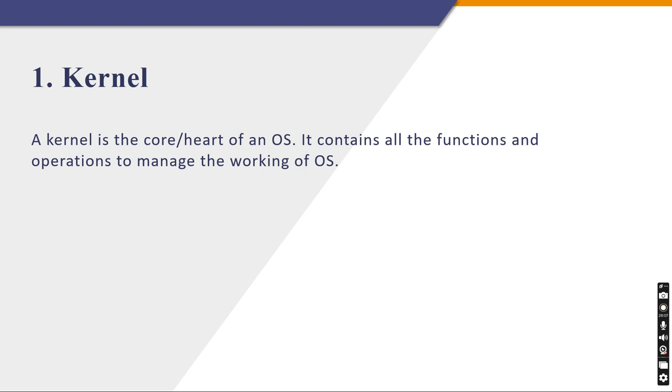As I told you before, the kernel is the most important part of your operating system, whether a mobile OS, a general OS, or a machinery OS. Kernel is the most important part of any operating system.